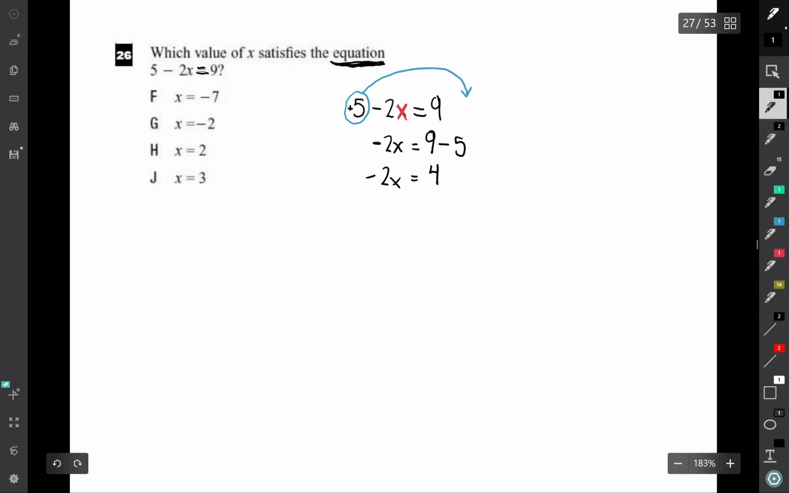Then, to get x alone, right, well, we know we just have to divide by negative 2 on both sides, because that will cancel out the negative 2 here, leaving us with what we want, x all alone, at negative 2. So x equals negative 2, which is G.